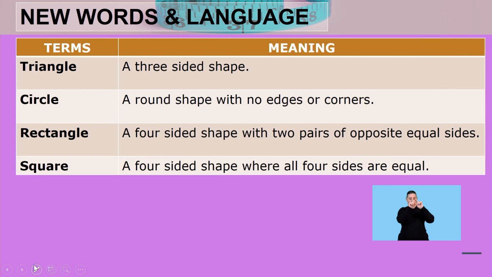We then have the triangle, a three-sided shape, a circle, a round shape with no edges or corners, a rectangle, a four-sided shape with two pairs of opposite sides being equal, and then a square, also a four-sided shape, but this time all four sides are equal.